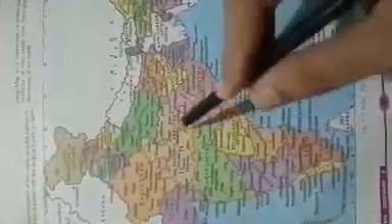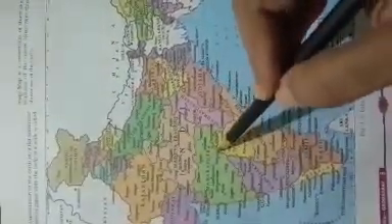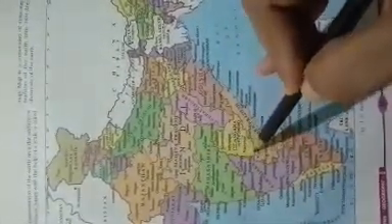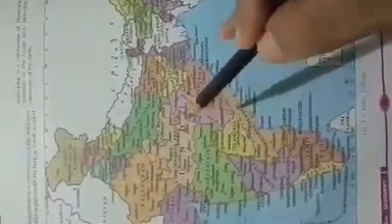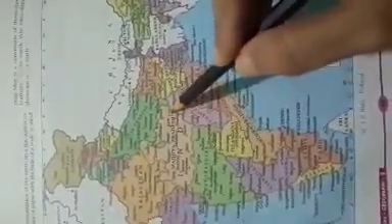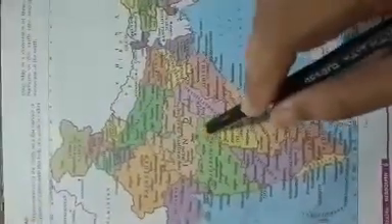And most importantly, the places are separated from each other using demarcation lines. You can see these kinds of lines. They are the demarcation lines, or you can say the boundaries. These boundaries are used to separate one place from another, and these demarcation lines are used in political maps.